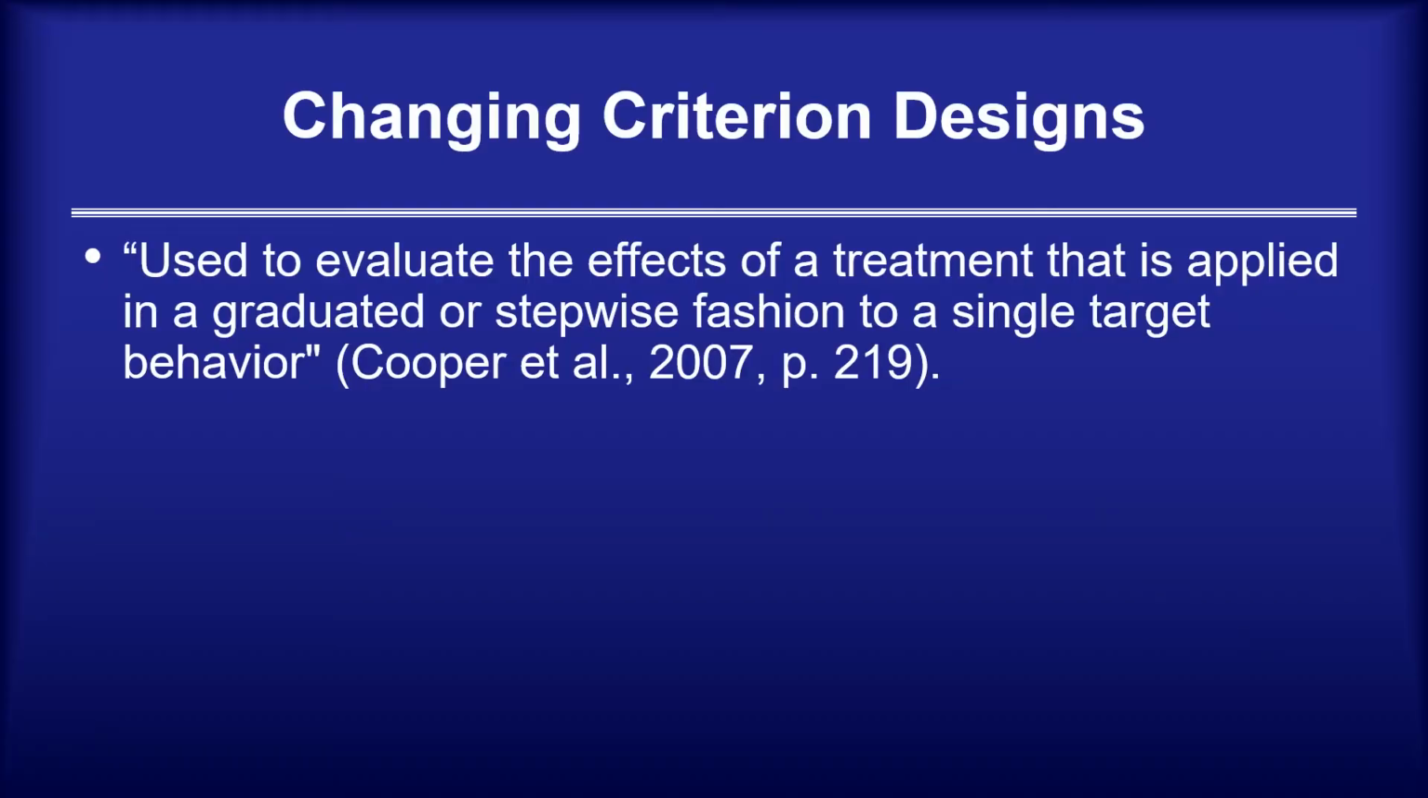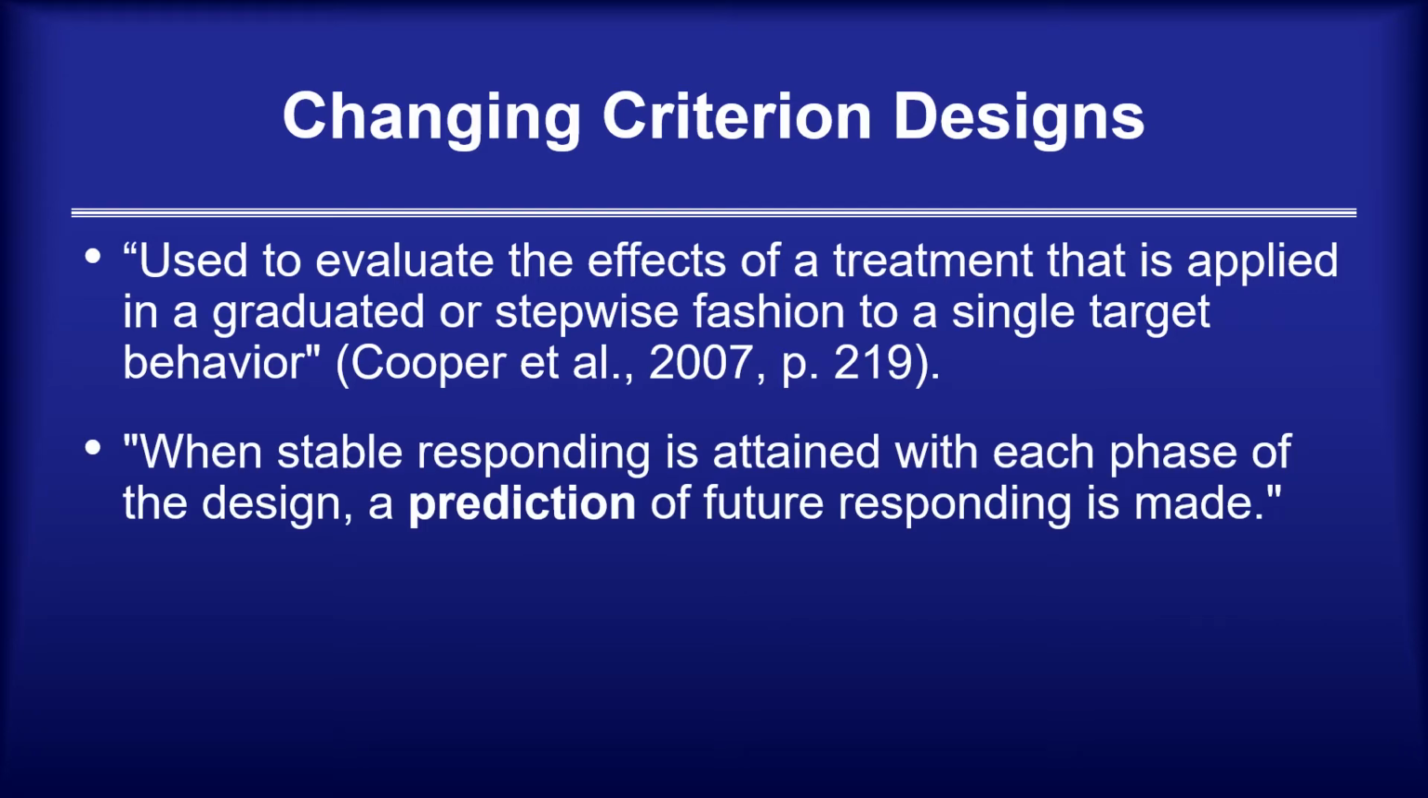The other design that we'll cover today is the changing criterion design. According to Cooper et al., changing criterion designs can be used to evaluate the effects of a treatment that is applied in a gradual or stepwise fashion to a single target behavior. When stable responding is attained with each phase of the design, a prediction of future responding is made.